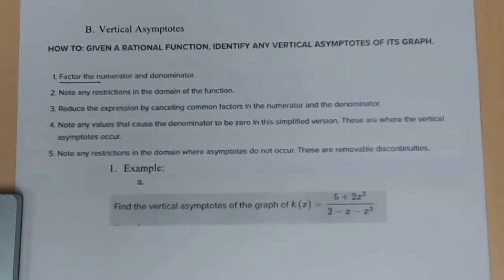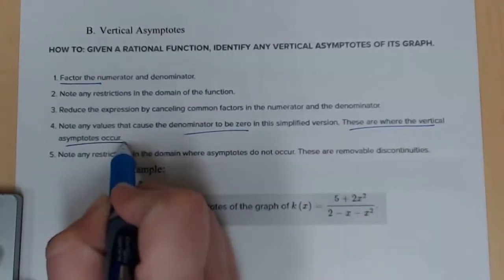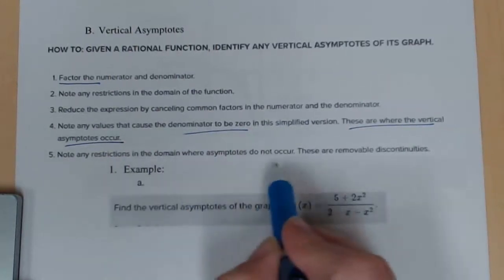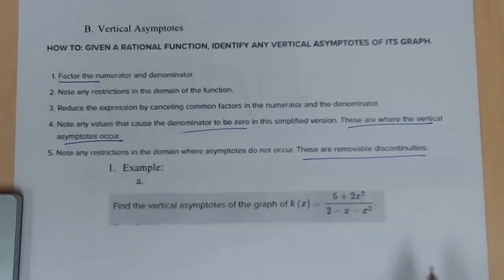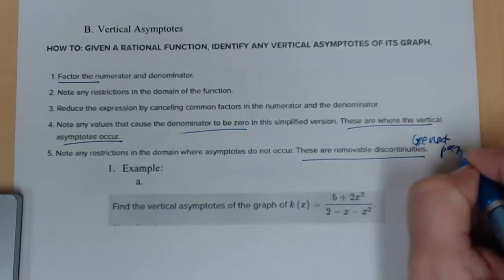4, note any values that cause the denominator to be 0. These are where the vertical asymptotes occur. And note any restriction where asymptotes do not occur. These are removable discontinuities, which, see next page, we're going to look at that here in a minute.